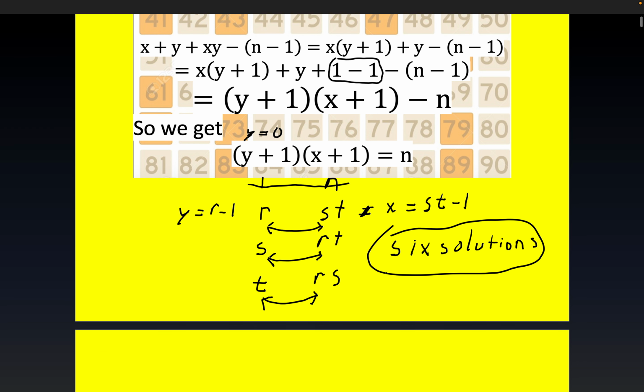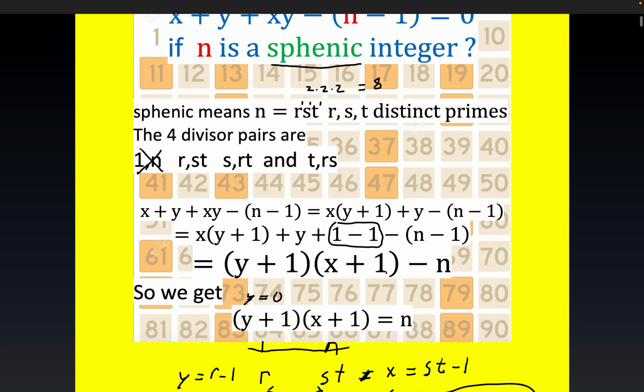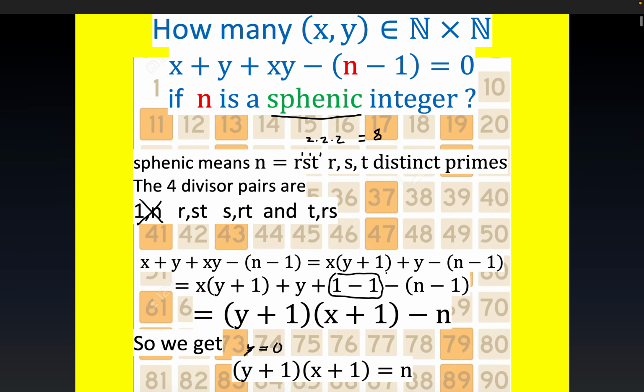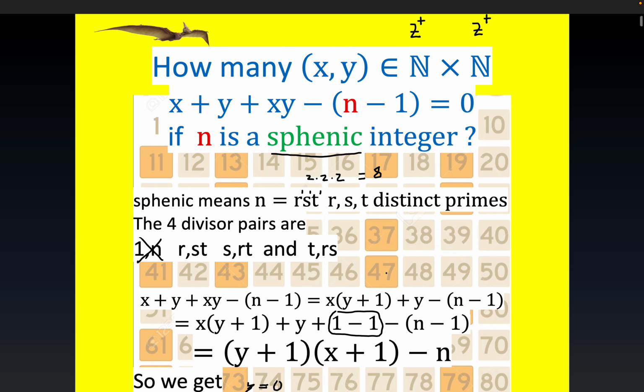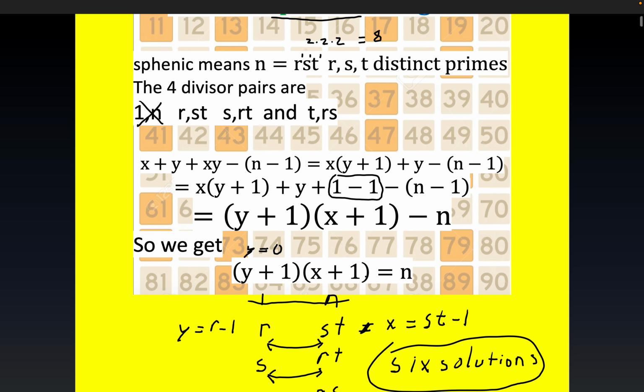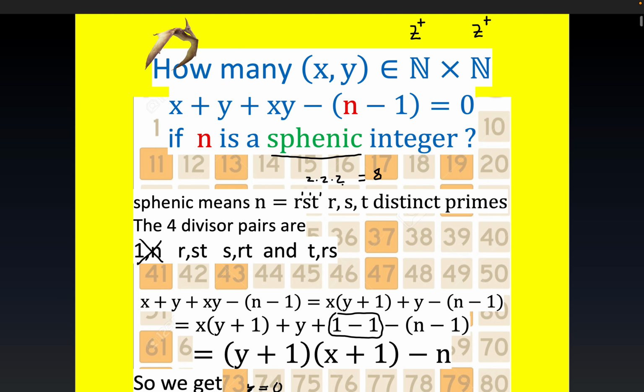What if we had the equation, what is the smallest sphenic number? It would be 2 times 3 times 5, right? That's the smallest set of distinct primes that multiplied together. So we would have 2 times 3 times 5. Let's just write down the equation here. So if n were equal to 2 times 3 times 5, that would make this 29, right? Okay, that would make this part right here.